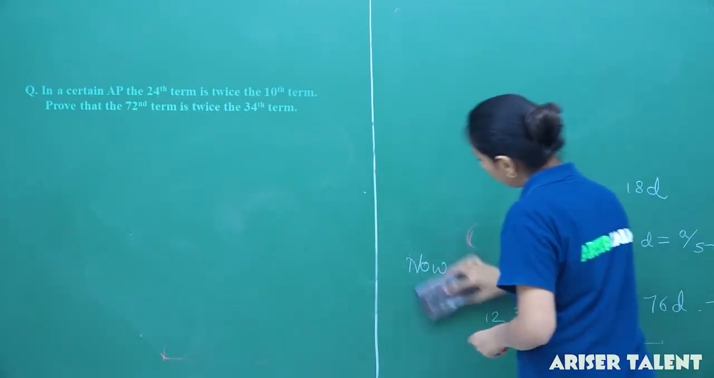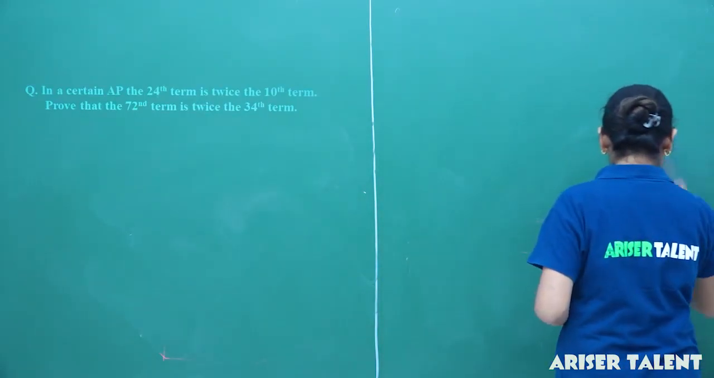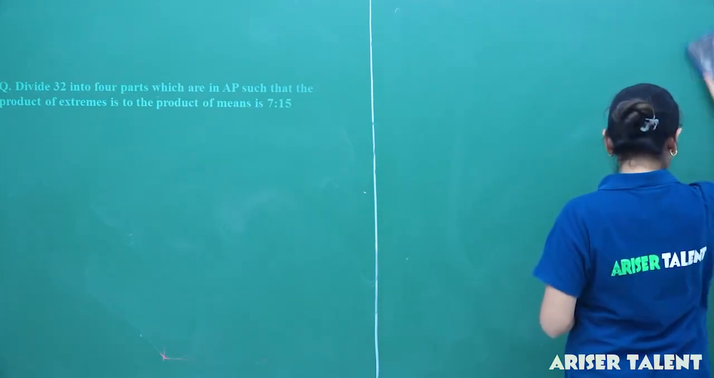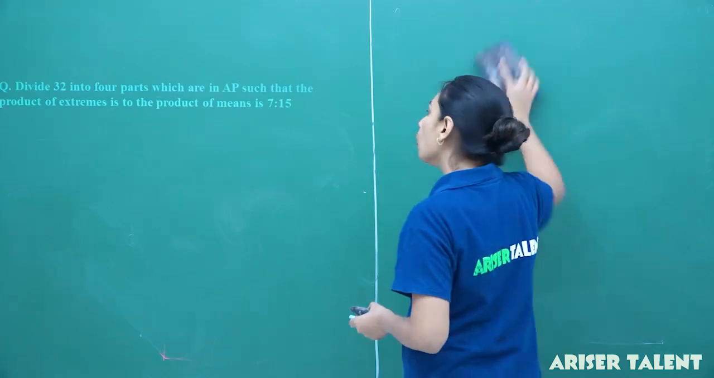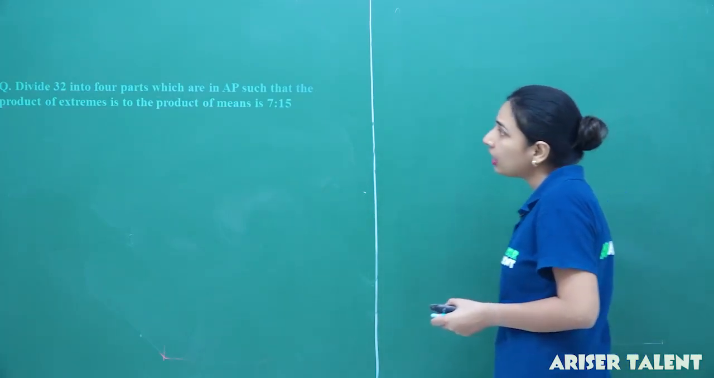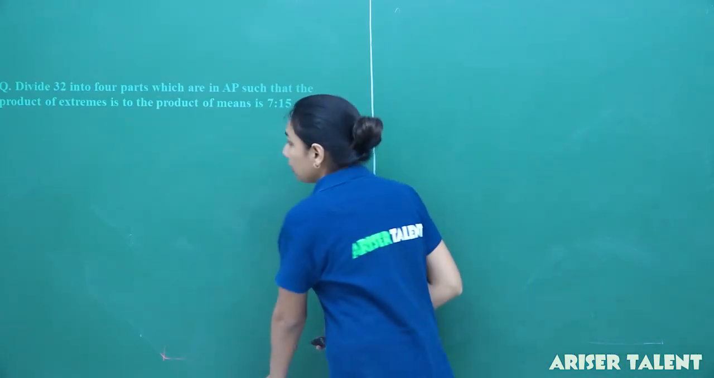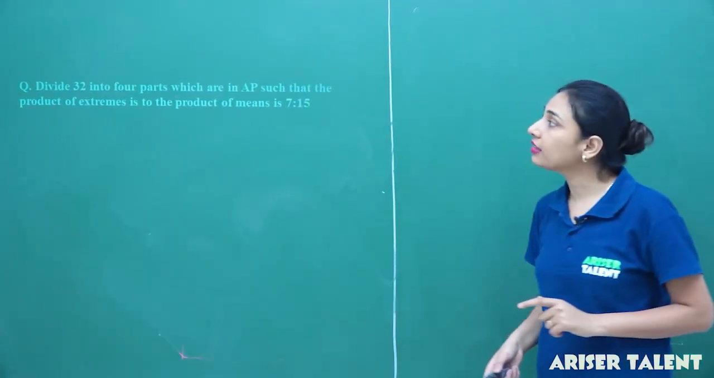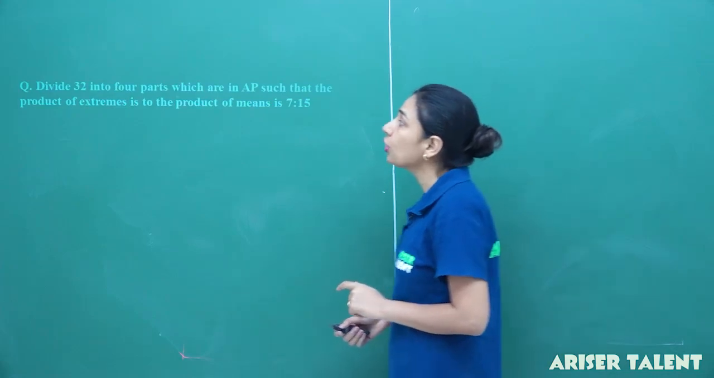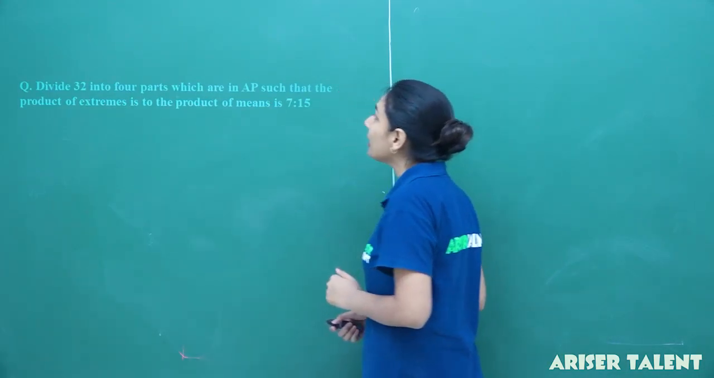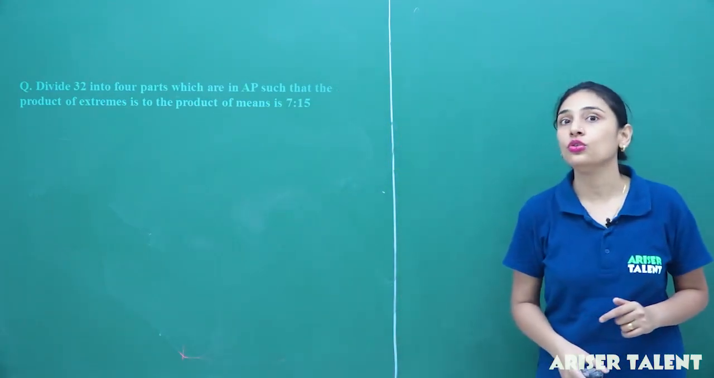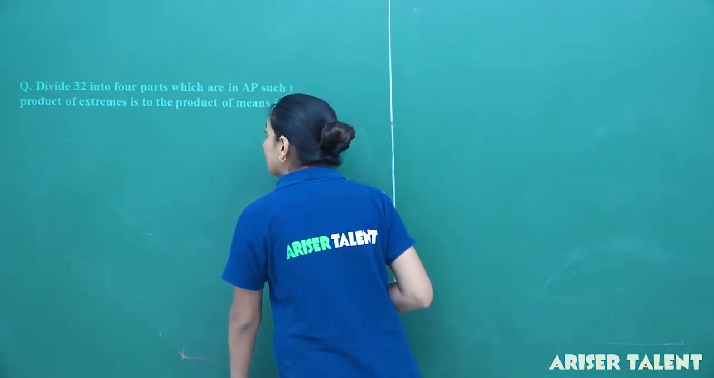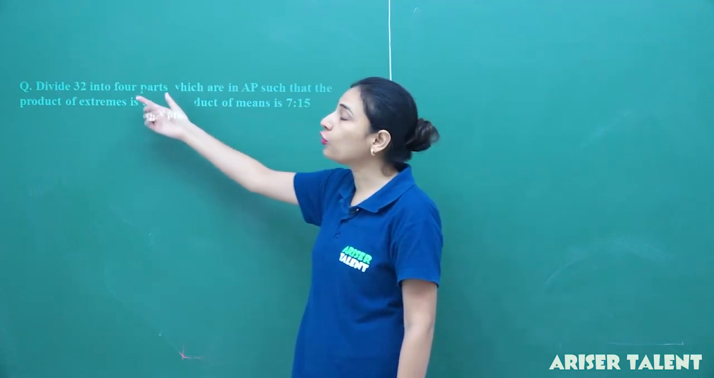Right, students. So, what is our next question? Let's have a look at that. Divide 32 into 4 parts which are in AP. Now, this is a different one, isn't it? Divide 32 into 4 parts which are in AP such that the product of extremes is to the product of means as 7:15.